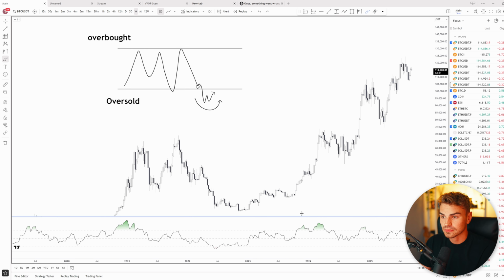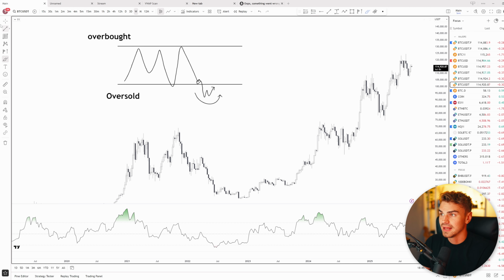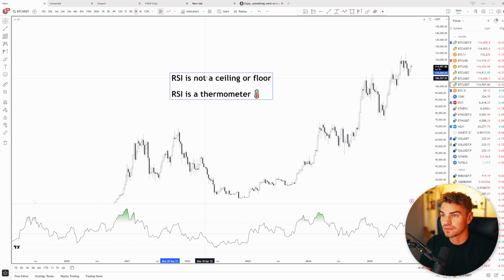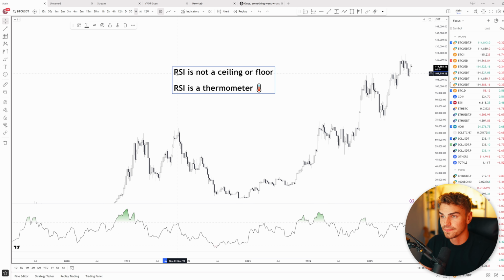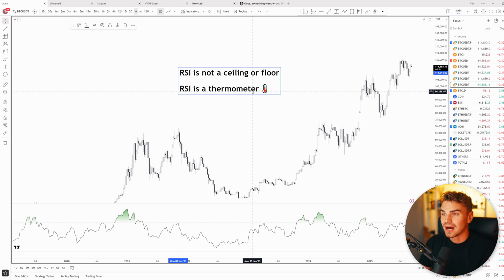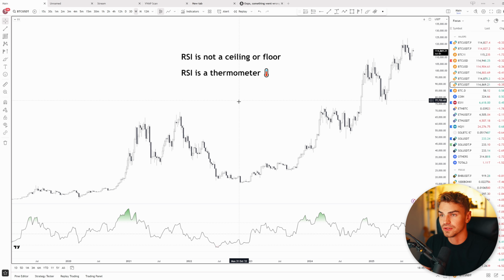Most people are looking at RSI like it's a ceiling and a floor, okay? But it's not. I copied this so I could paste it for you. This is what I want you to believe instead. RSI is not a ceiling or a floor, it's a thermometer. RSI is a momentum indicator, which means it shows momentum. So instead of using it to find reversals, you should actually be using it to spot momentum and trends. That is where people go wrong, and let me show you exactly how to do that.